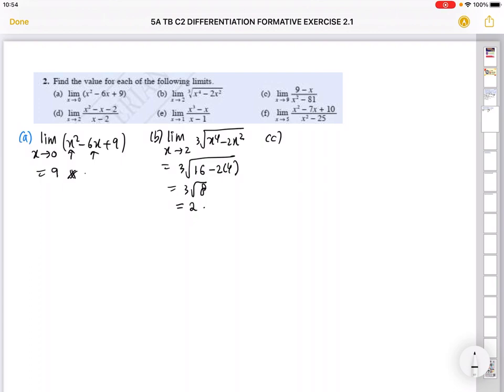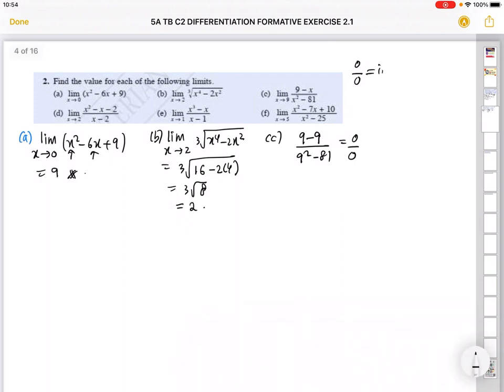However, I need to point out this. If you put 9 inside here, let's say I just put 9, I get 9 minus 9, 9 squared minus 81. You will get 0 over 0. Every time you get 0 over 0, we call this as what?